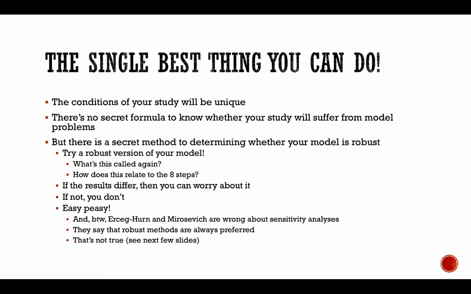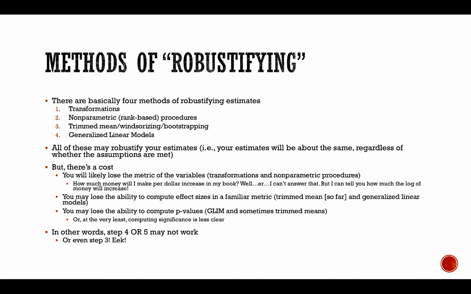And by the way, Erceg-Hurn, I have no idea how to say these people's names. They mention in their paper, hopefully you all have read it, about sensitivity analyses, and their basic point is, yeah, you can run a sensitivity analysis, but the problem is robust models, if we do not violate any assumptions, give the same results as non-robust models. So if you're going to run both anyway, why not stick with the robust versions? And so they argue that you should always just use robust versions. And that is actually not true, and you'll see why that is in a few minutes.